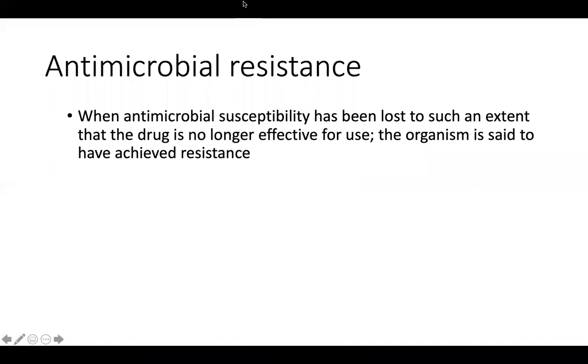So what is antimicrobial resistance and why should we worry about it? We describe antimicrobial resistance, or AMR, when antimicrobial susceptibility has been lost to such an extent that the drug is no longer effective for use. Now, when you talk about multi-drug resistant organisms, it's not only one drug. You're looking at the first line drug, the second line drug, the third line. So the organism is said to have achieved resistance.